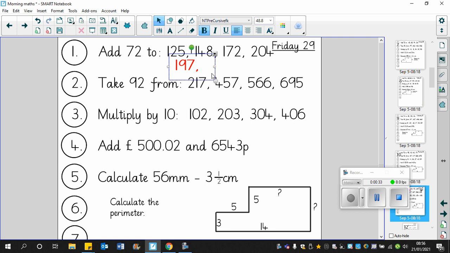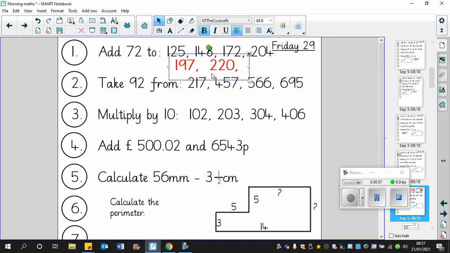Okay, 148, that is. Right, so this is one of those where I'm going to add the ones first. So 148 add the 2 is of course 150. That makes it a nice round number. So 150 add 70 is 220, and that goes there.